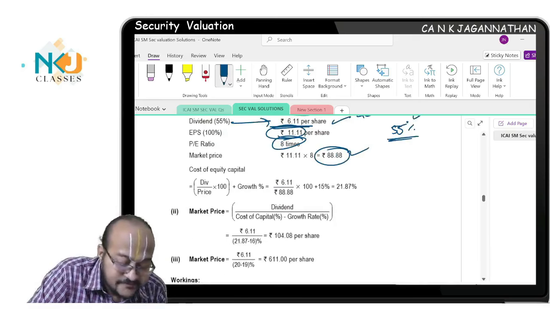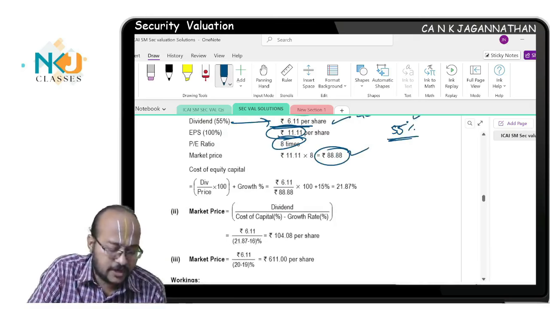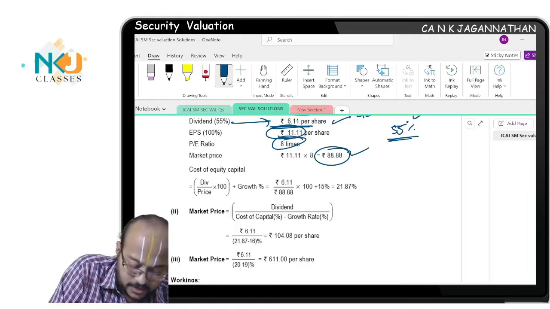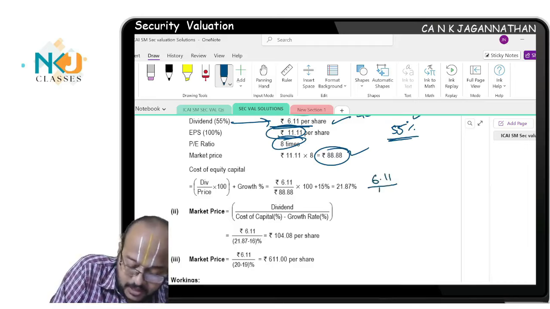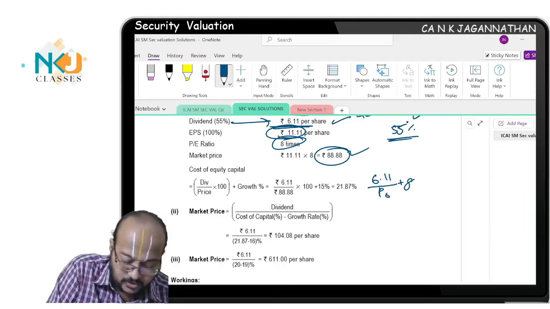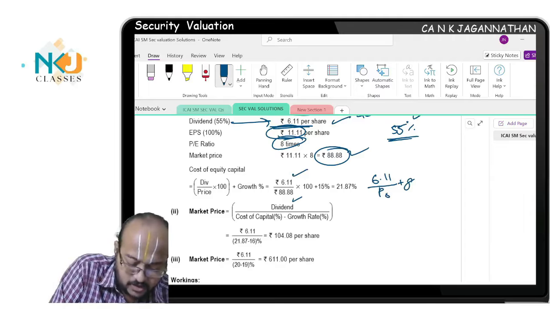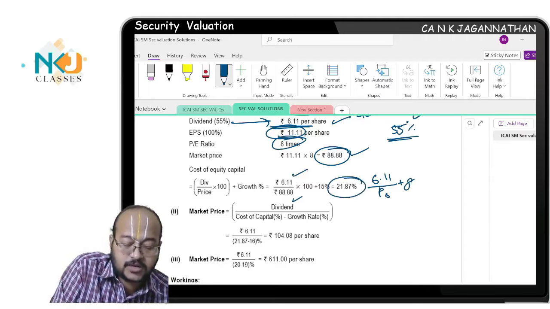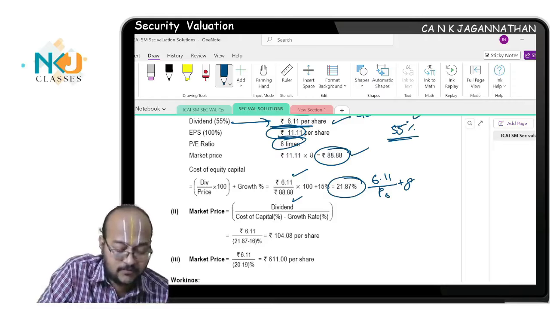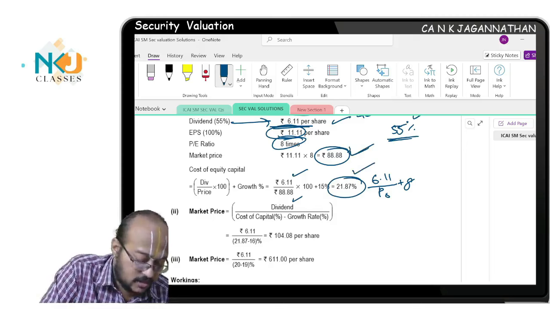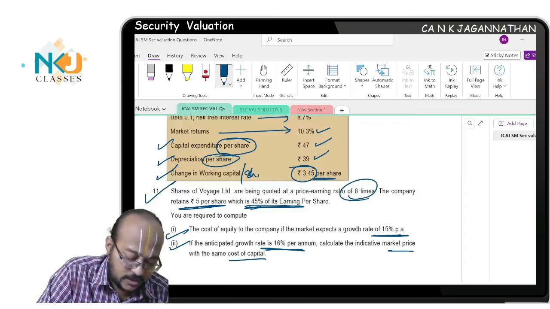Agreed? Now, you have EPS into PE ratio, which will give you market price as per the price to earnings model. Now, how to find out cost of equity capital? Very simple. I have 6.11. KE is nothing but D by P0 plus G. Agreed? We can find out 6.11 by P0, 88.88, plus 15% will give you the K. They found out the K. So first you find out the market price P0, then you find out the K. Then they have asked the second part. This is the routine computation only.